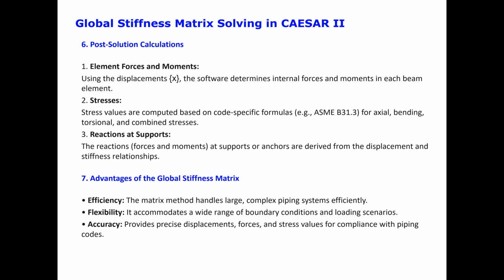So what are the advantages of using the global stiffness matrix? Number 1, efficiency. The matrix method handles large complex piping systems efficiently. Secondly, flexibility. It accommodates a wide range of boundary conditions and loading scenarios. Third, accuracy. It provides precise displacements, forces and stress values for compliance with the piping code. So these are the advantages. That's why we are using the global stiffness matrix in Caesar software.